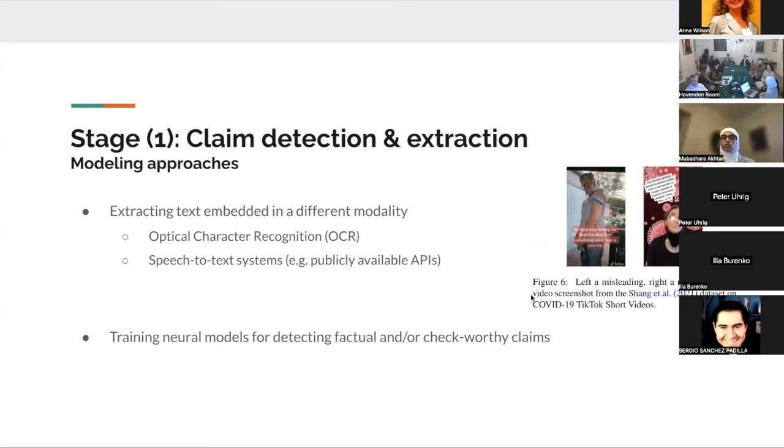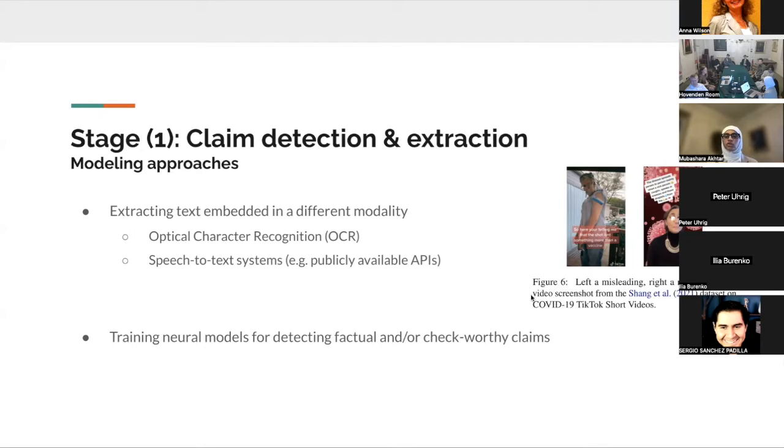If we now look into the modeling approaches for claim detection and extraction, we find a strong usage of 2 different kinds of approaches. On the one side, using OCR models, so a system which has the task of detecting and extracting text from a multimodal setting, such as an image or a video. Here on the right side, you can see TikTok videos, which have text embedded in them, and an OCR model would extract this text out of the videos.